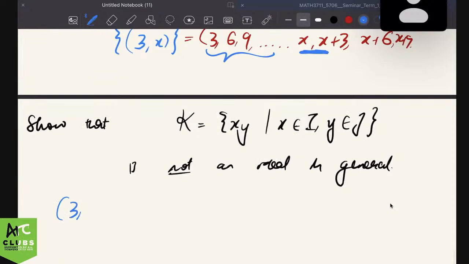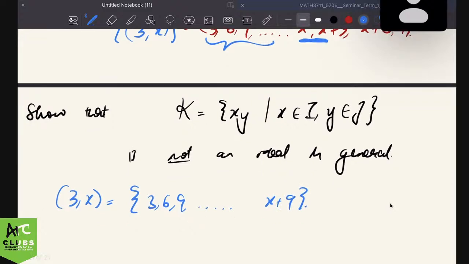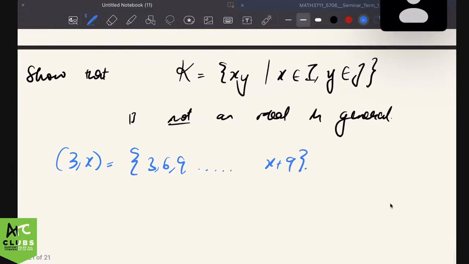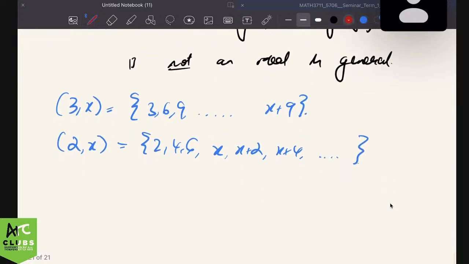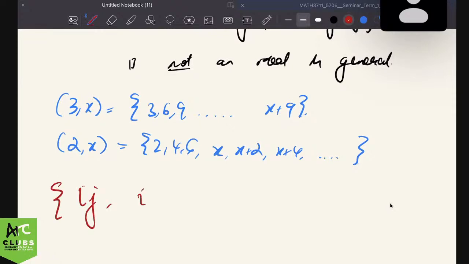Let's just take, for example, (3x), which is, as I said before, this set over here: 3, 6, 9. And what you could potentially do is multiply it by another ideal, (2x), which is going to be 2, 4, 6, and then x plus 2, x plus 4, and so on. Okay. So these are 2 ideals, and you want to show that if you take the product IJ, with I being (3x) and J being (2x), this is not an ideal in general.